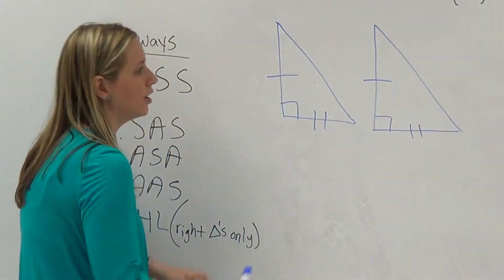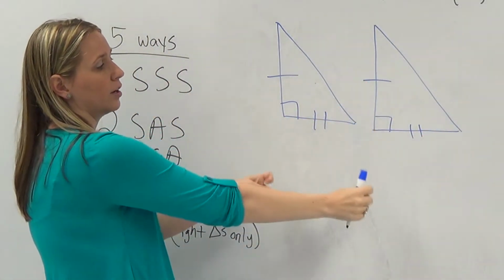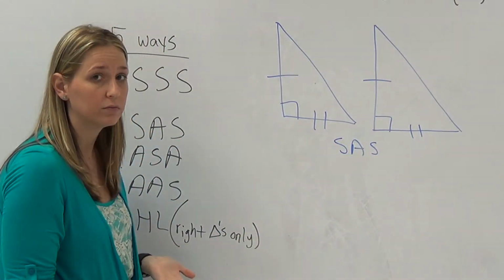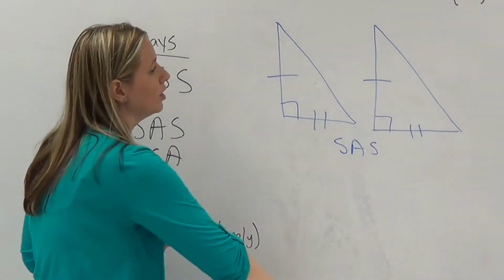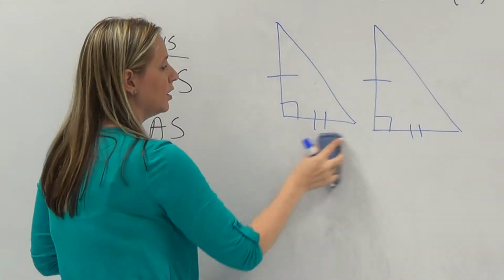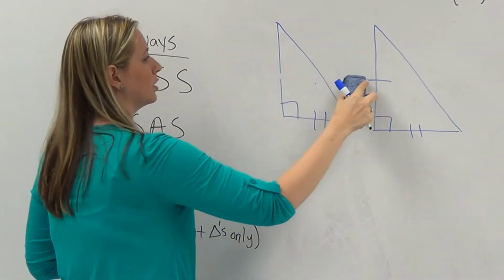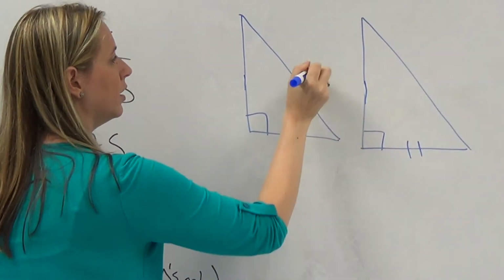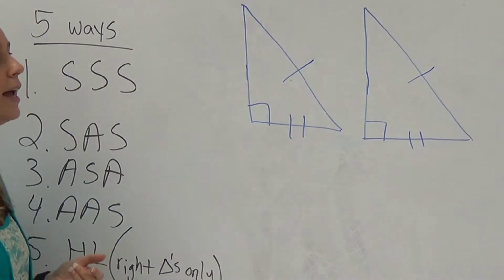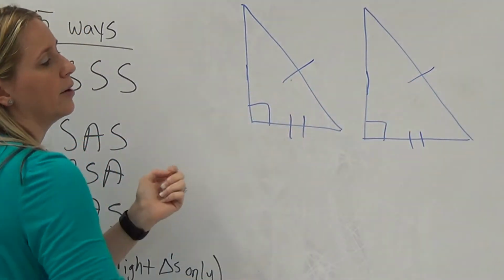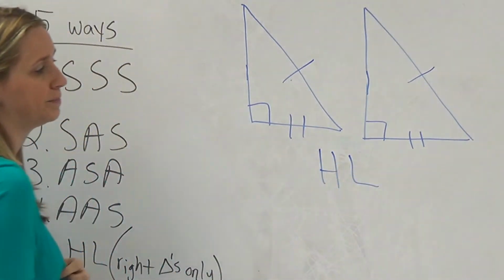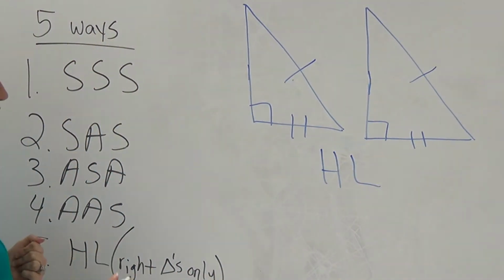So that's just a good example of how it doesn't have to be HL just because they're right triangles. Okay, if you look at this, you've got a side, you've got an angle, and you've got a side. So this is actually side angle side. Okay, so pay attention to that when you're looking at right triangles. So if I had something else, instead of here, if I have it there, now we've got our hypotenuse and we've got our legs. Now we have HL. So let's look at another example.